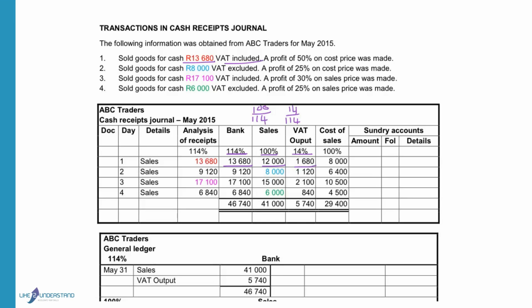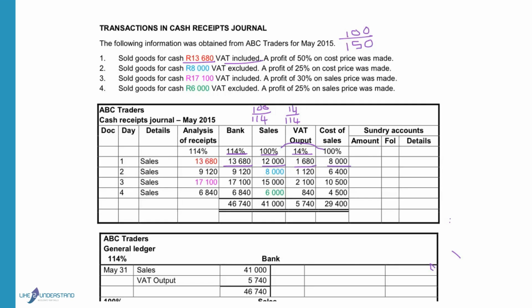A profit of 50% on cost price was made. That means the cost price equals 100, the profit equals 50, and the sales price 150. The cost price must be calculated on the sales price excluding the VAT. So if we want to calculate the cost price, we will say 100 is the cost price, and the sales price is 150, times the 12,000 Rand sales price, and that will give me 8,000 Rand.